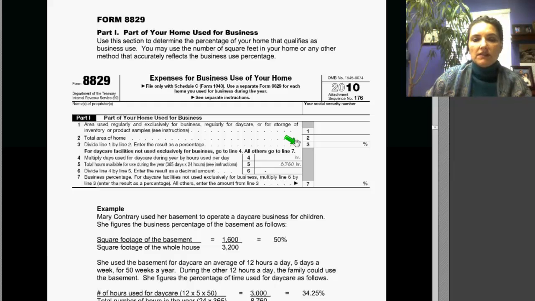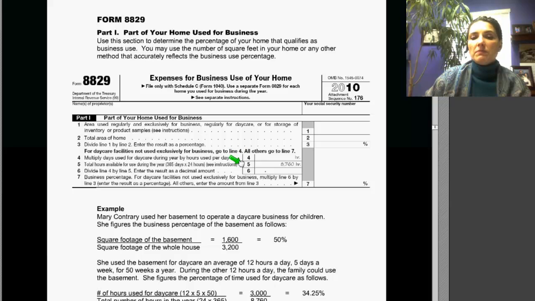Now, for daycare facilities not used exclusively for business, the instructions are to go to line 4. And on line 4, you're going to multiply the number of days that you used your home for daycare by the hours that it was used per day. So if you have children in the home for 10 hours a day and you use the home 5 days a week, 50 weeks out of the year, you would multiply that out and come up with a number of hours to enter on line 4.